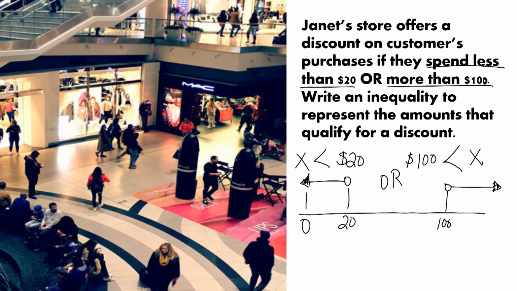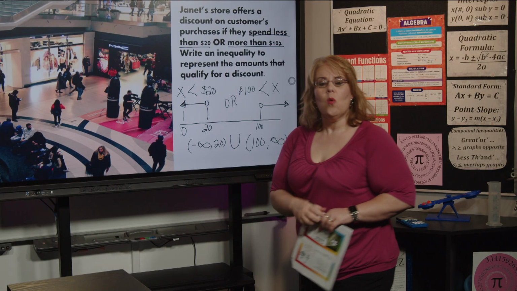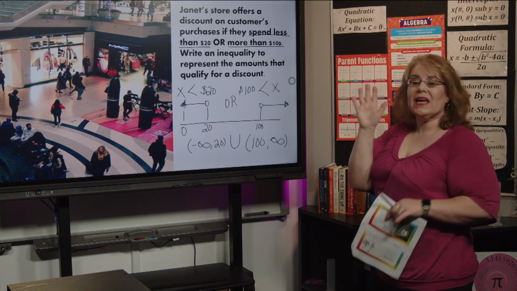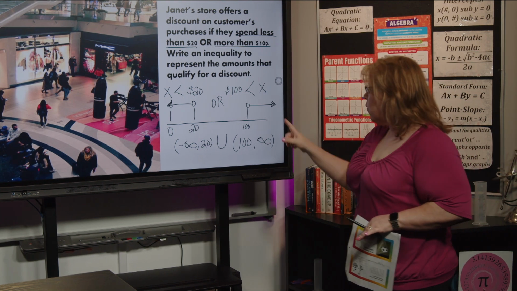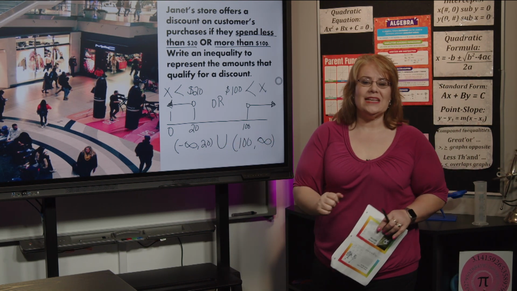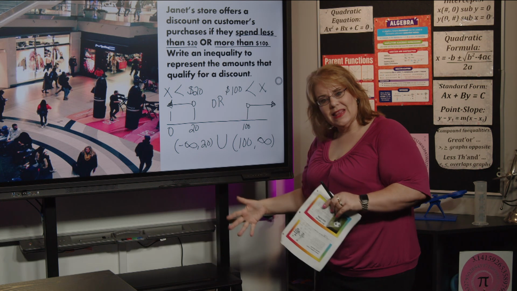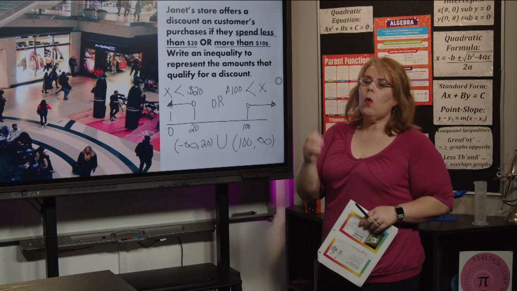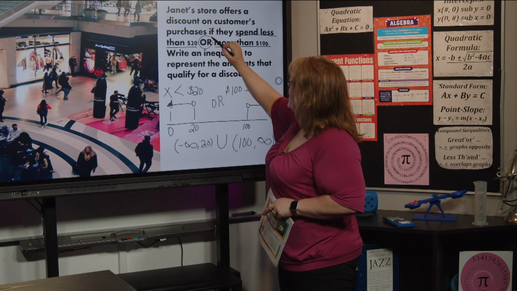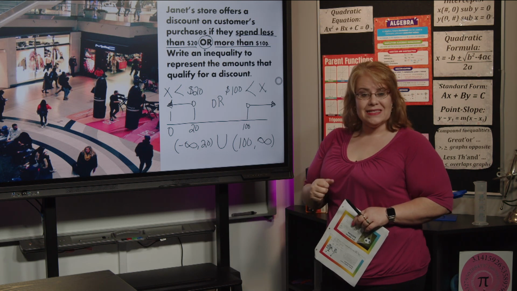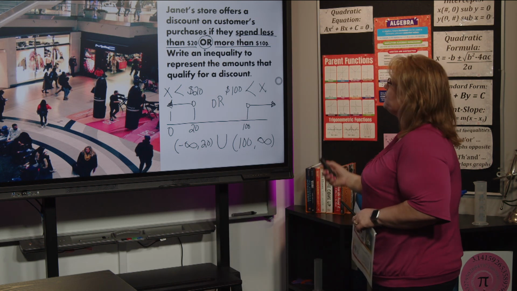Here we go. So I've got, it starts at negative infinity and it goes to 20 parentheses or 100 and goes to positive infinity. We remember using those parentheses with the concepts of infinity. We remember using that OR symbol, meaning it has to be either this or it has to be this. So this is our OR problem because it even has it right here in our passage. Good job. Let's look at the next one.